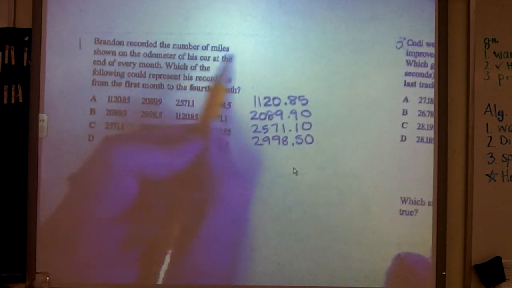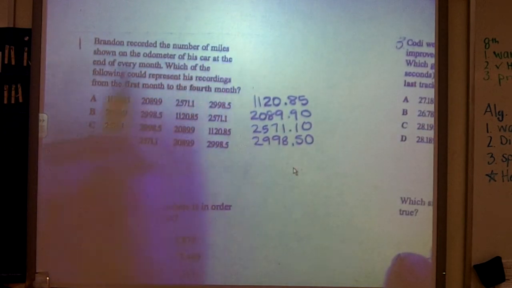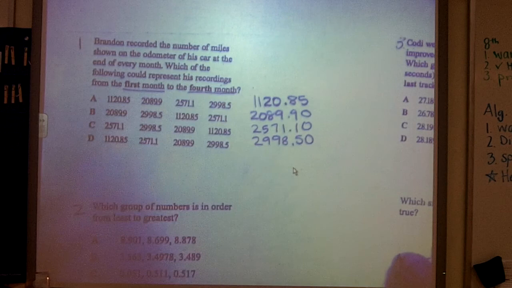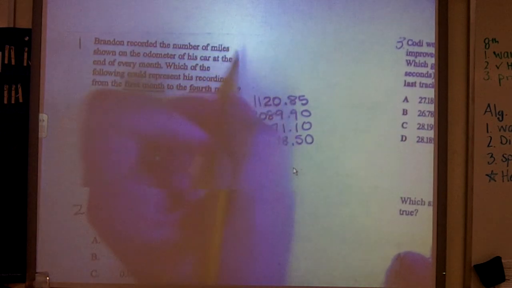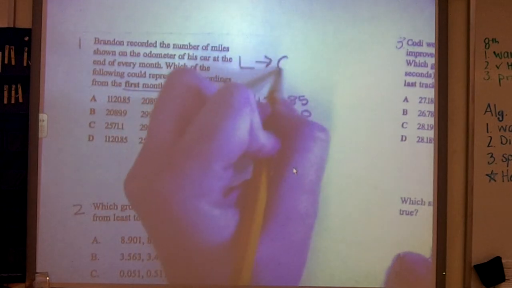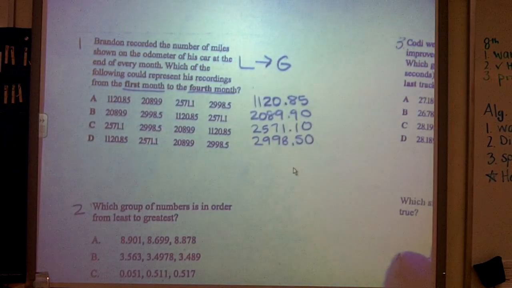It says that Brandon recorded the number of miles on the odometer of his car at the end of every month. Which of the following could represent his recordings from the 1st month to the 4th month? You may not know what an odometer is, but that's what calculates how many miles you drive, and it's like a running total. So these need to be in order from least to greatest, because you're not going to go backwards, you're only going to go forwards in the amount of miles.